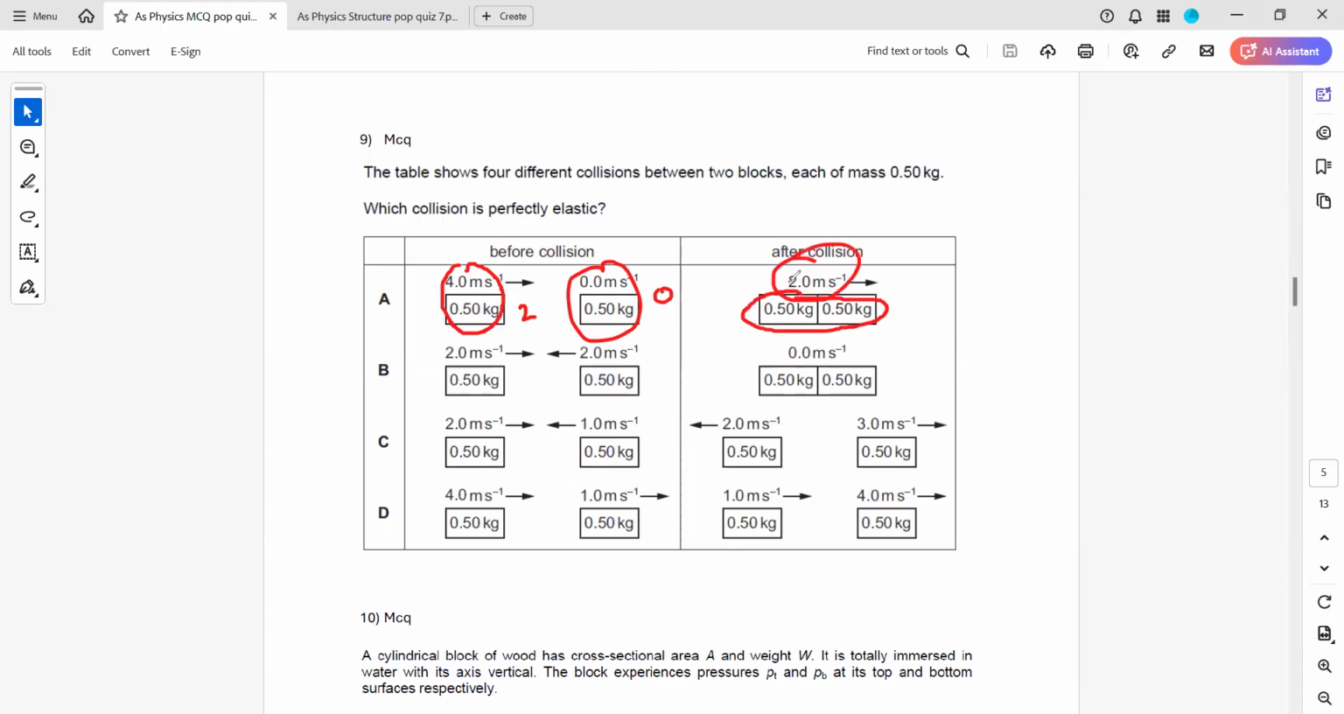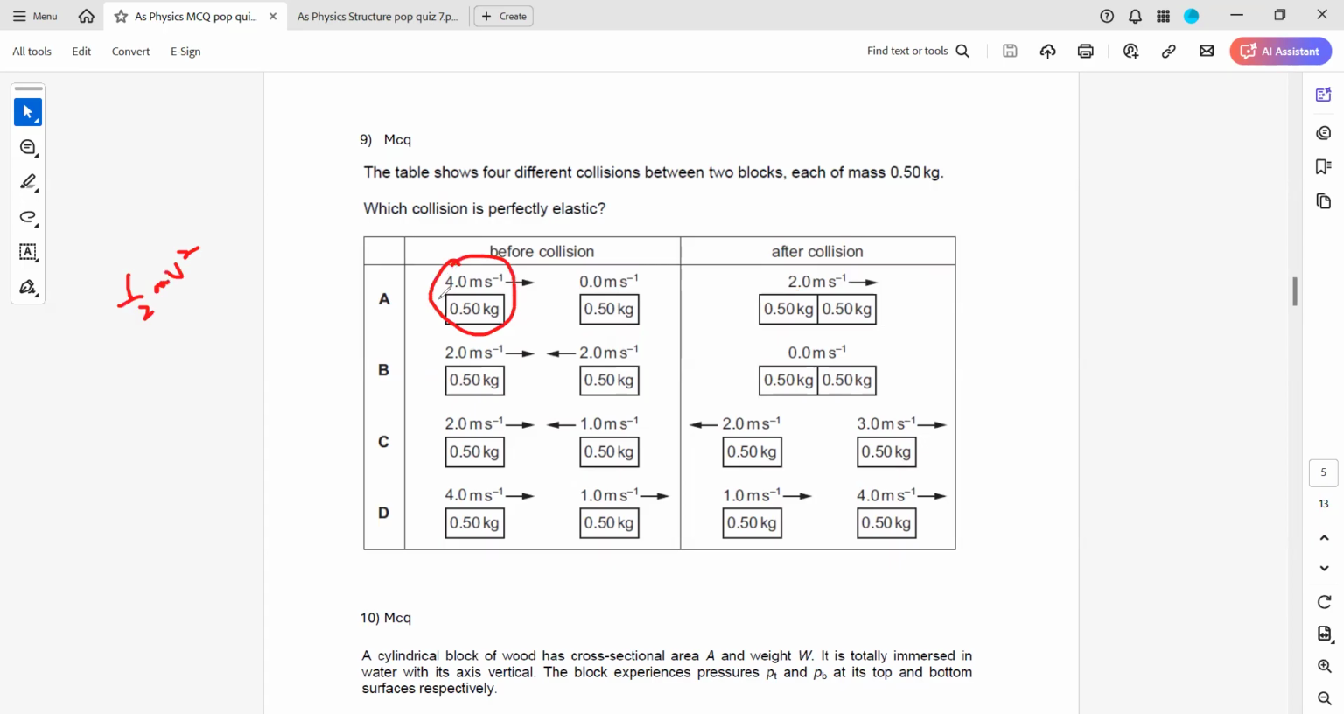The total, the two objects stick together moving at a speed of 2 and the mass is 1. So the momentum is the same, conserved. But what about the kinetic energy? Momentum is conserved for A, but what about the kinetic energy? You have to use the formula half mv square.